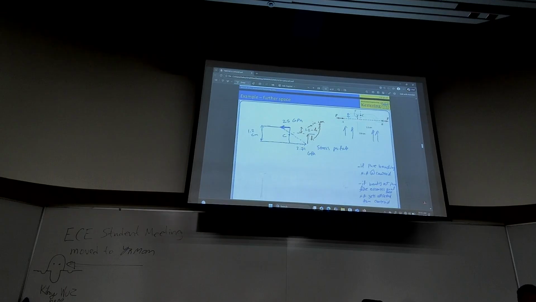Well, this is not a solid mechanics problem anymore. This is a simple geometric problem. Look at the top triangle.